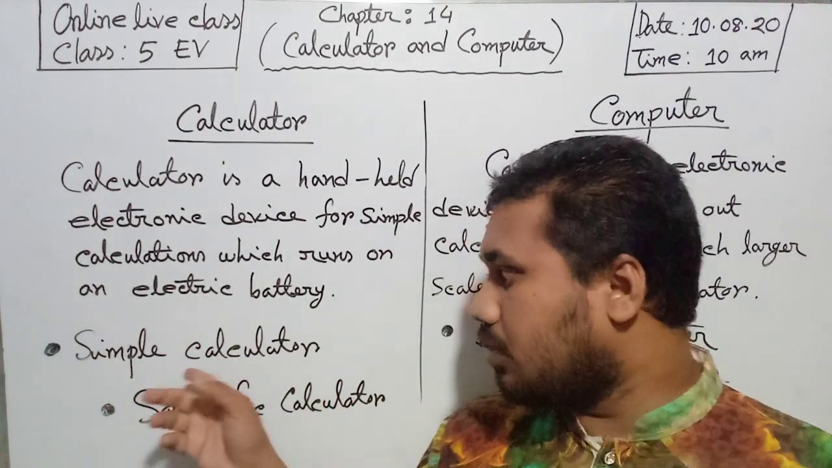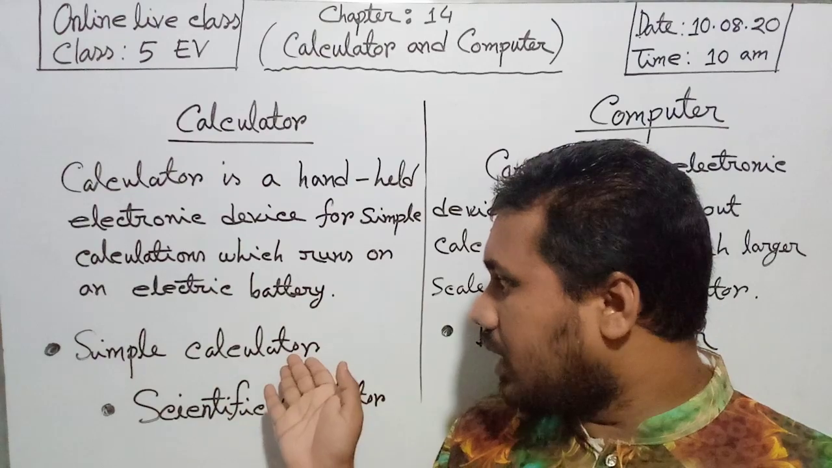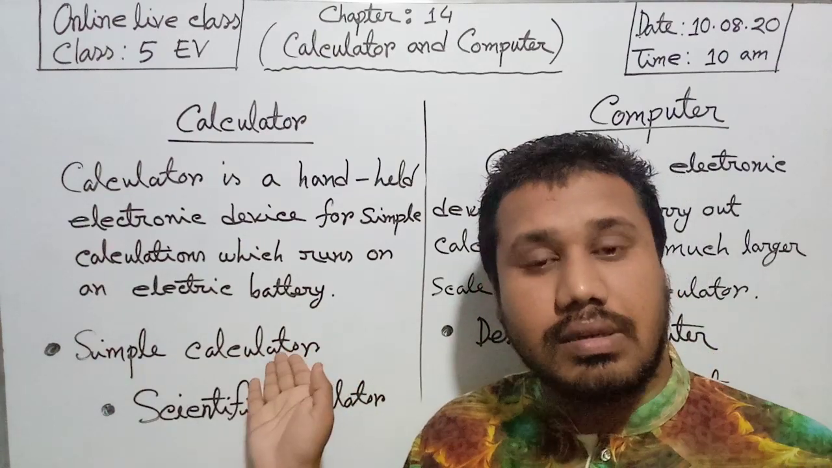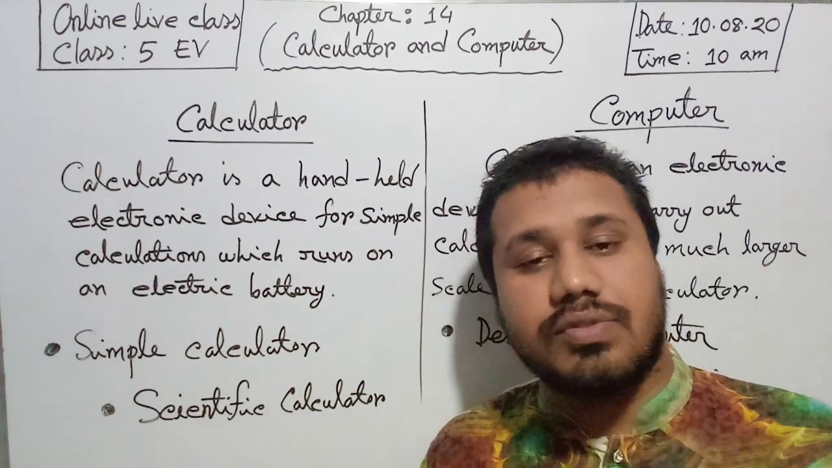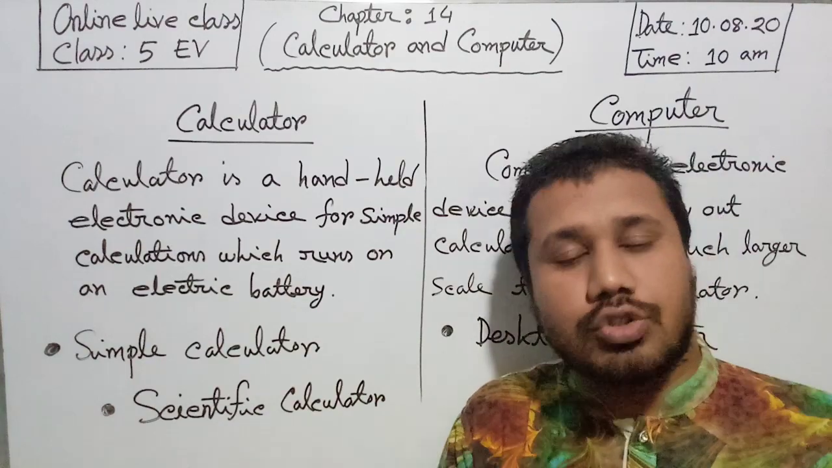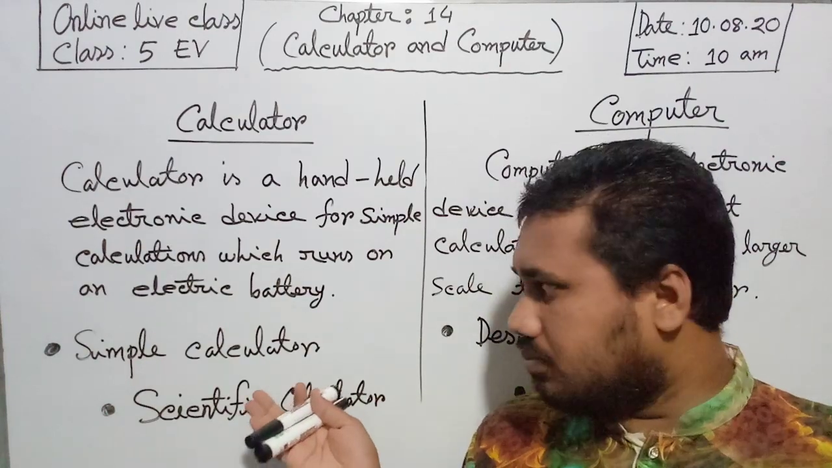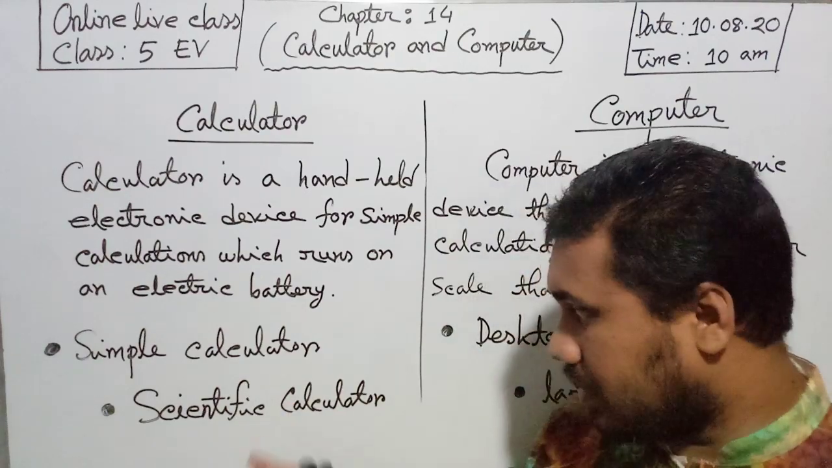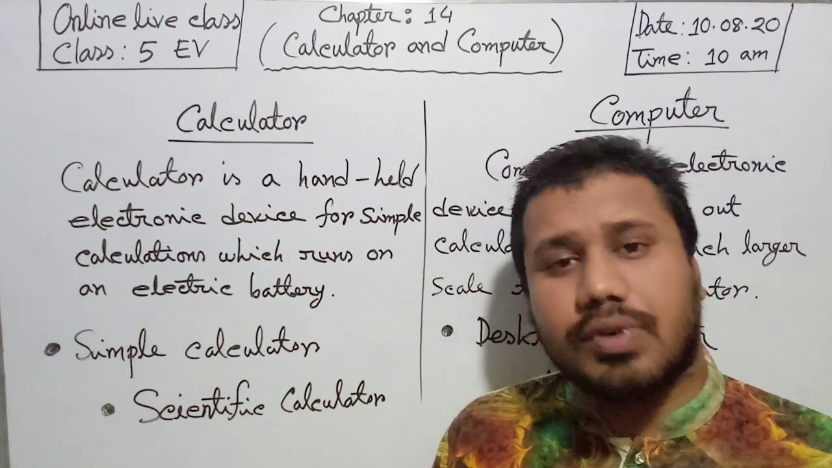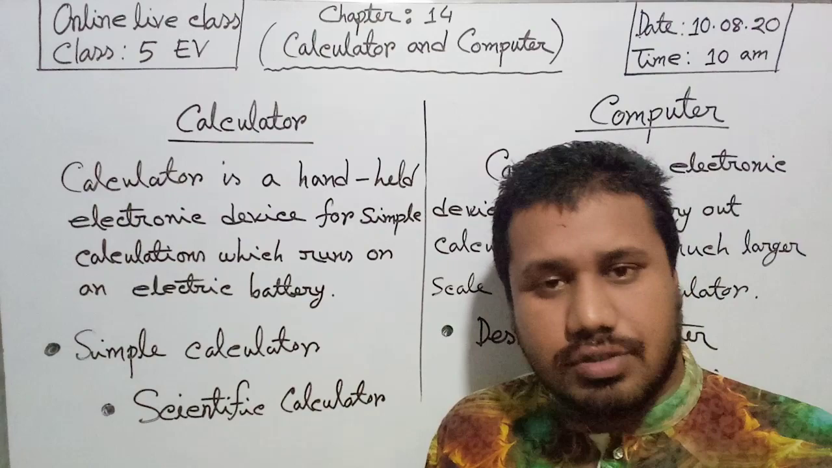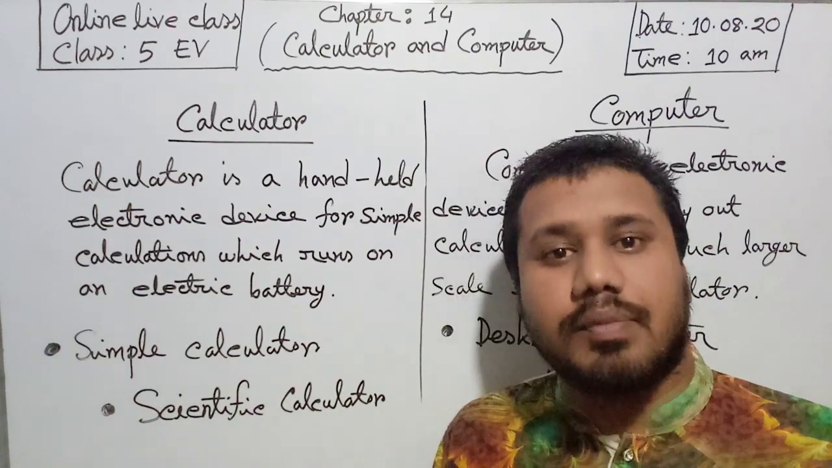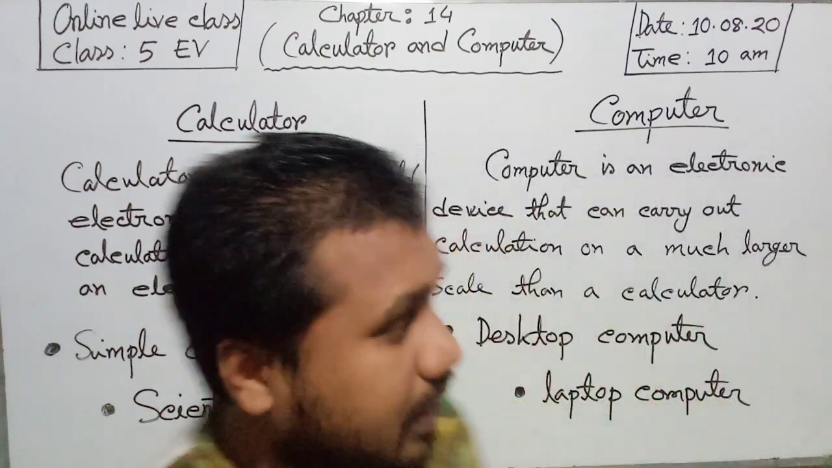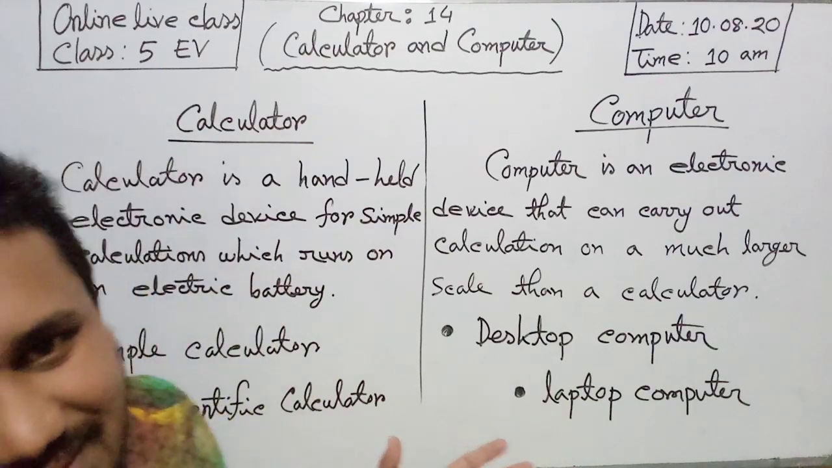Now we use only the simple calculator. We can use the simple calculator for our daily uses at home, shop or our small business. And the scientific calculator, we know, is for our higher study, high school, college, university or different laboratories. And now another one, this is computer.